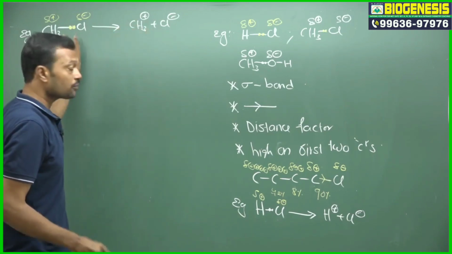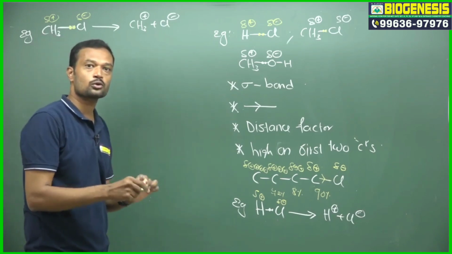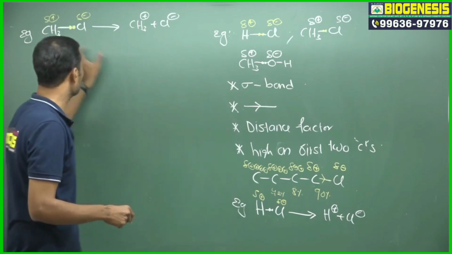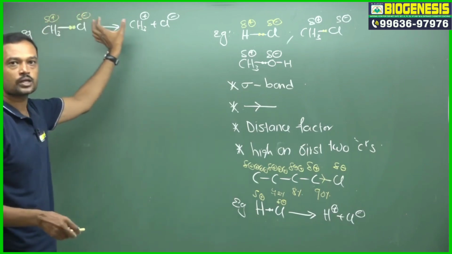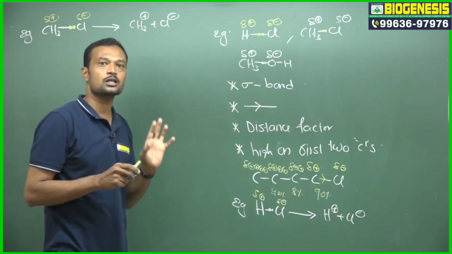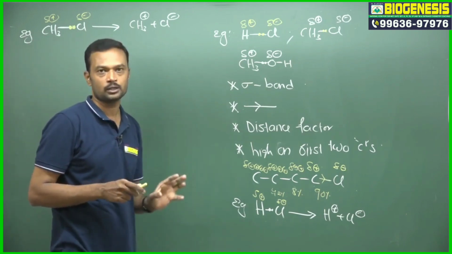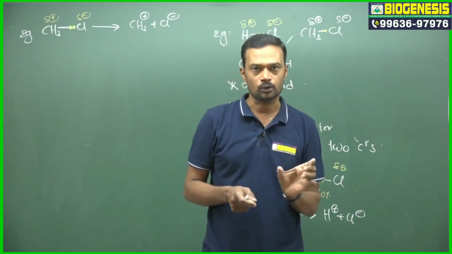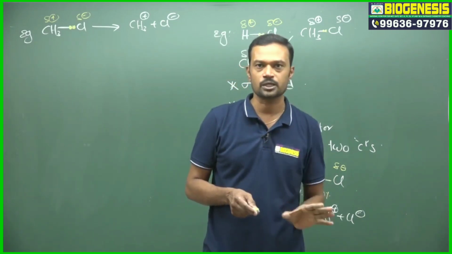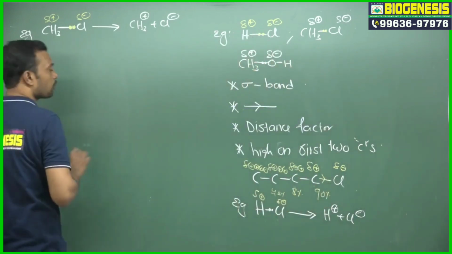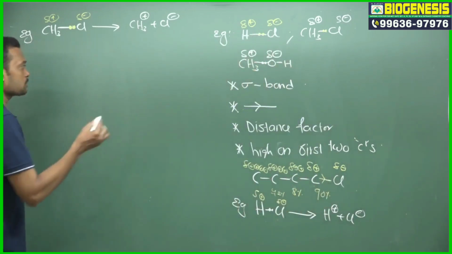So the shared pair of electrons moving very close to the more electronegative element, which generates a polarity between these two atoms or groups, is known as the inductive effect. It is not a complete transfer of electrons, but merely moving very close to the more electronegative element. So definitely two bonded atoms are connected with a sigma bond, and two unequal electronegative elements are present. It is possible only in a sigma bond, not in a pi bond.